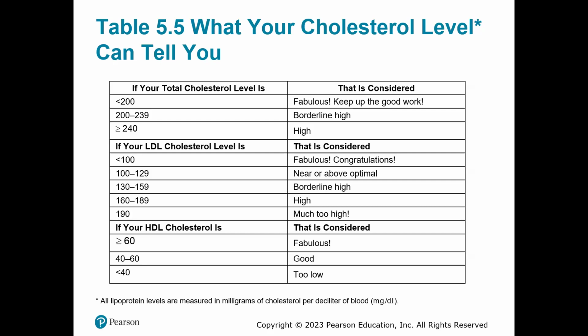With LDL, you want to be under 100 milligrams per deciliter. So under 100 is the best. And for your HDL, as high as you can get it, but greater than or equal to 60 is a good number. Between 40 and 60 is okay. Less than 40 is too low. So you want to be above 60 for HDL, less than 100 for LDL, and less than 200 total.